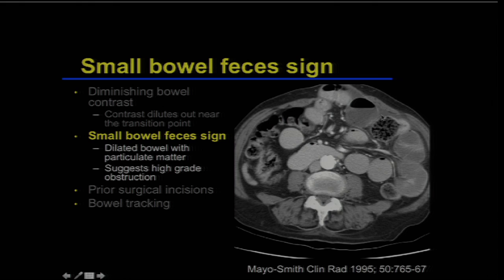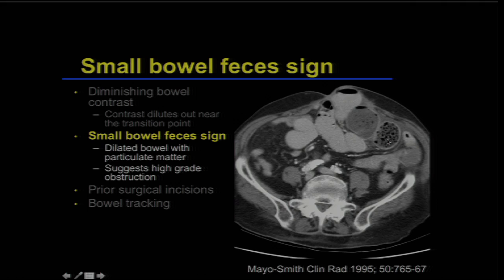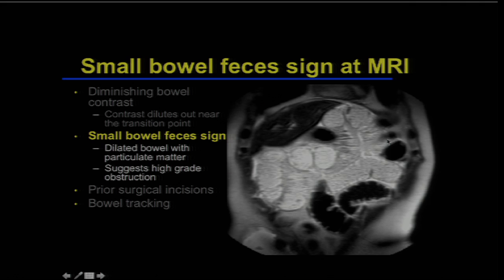We also see some fluid in the immediate adjacent structures to the bowel. And we can be very, very confident that that is the location of the transition. So look for desiccated material, dry material in the bowel lumen, and that will lead us to the transition point. So small bowel feces sign, when I first heard about this, I was shocked, and it's been so helpful for us to find transition points and to be confident about things.